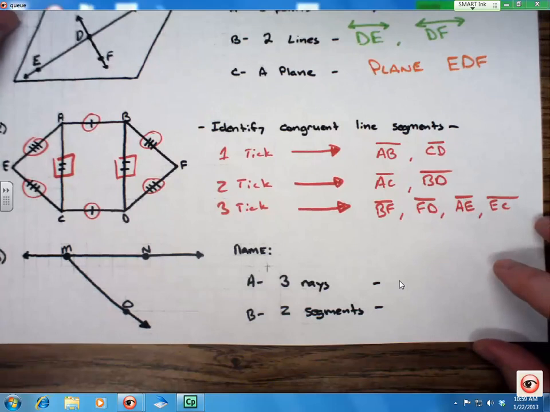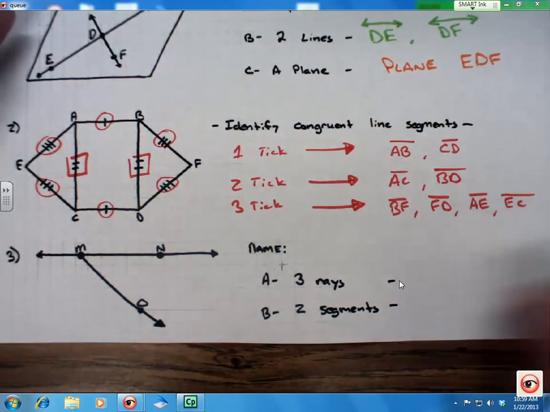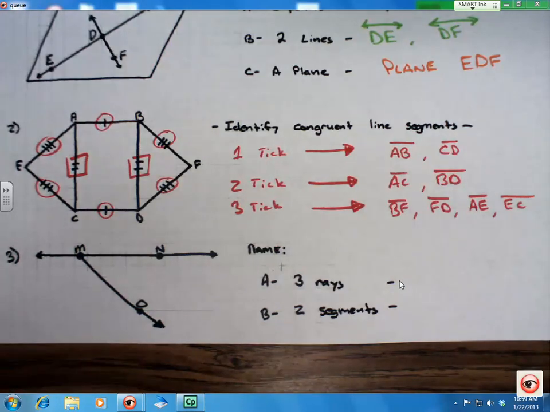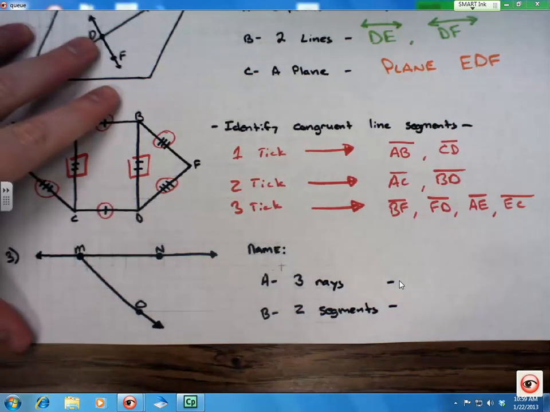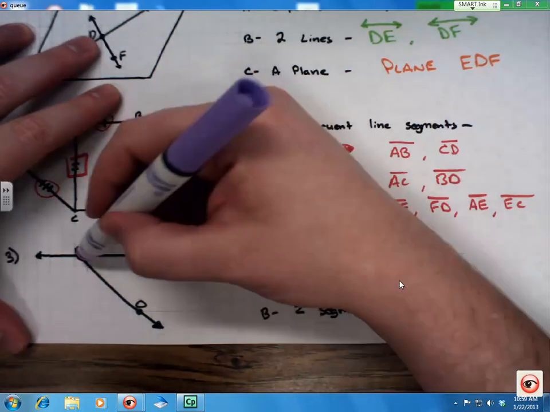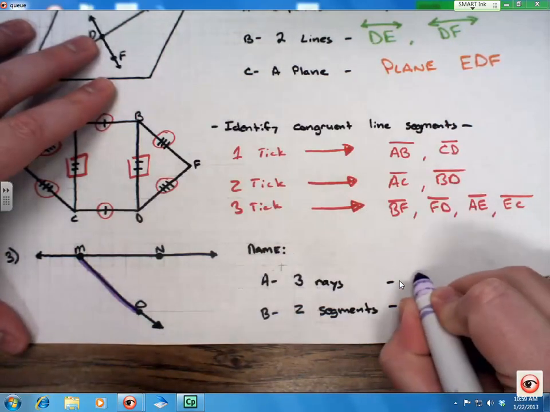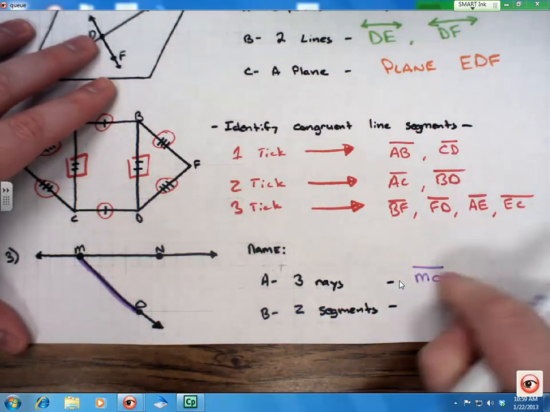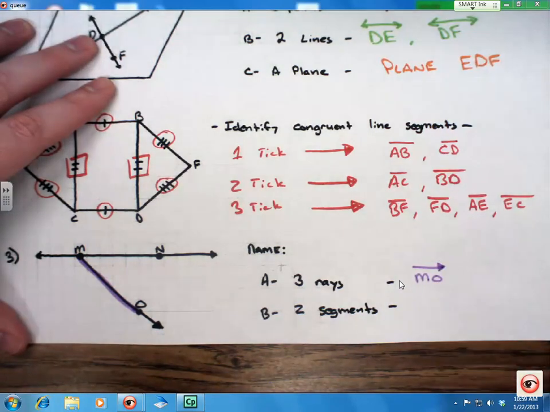All right, and finally, let's take a look at the last example. This one says name 3 rays and 2 segments. Well, let's take a look at our rays first. Remember, a ray has an endpoint and then goes on forever in one direction. Okay, so one ray would be right here. Ray MO, and to designate that, we're going to start with a line, and then we have to put an arrow telling us what direction it's going in, just like that.